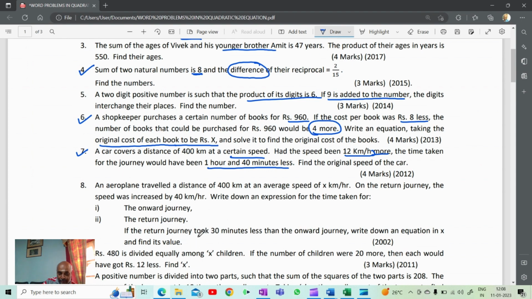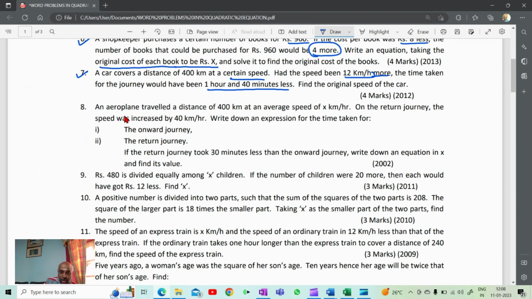The eighth one, same logic. An aeroplane traveled a distance of 400 kilometers at an average speed of x kilometers per hour. On the return journey, the speed was increased by 40 kilometers per hour. Write an expression for the time taken for the onward journey. So, expression, they are not asking you to find out the time. You just have to write the expression.